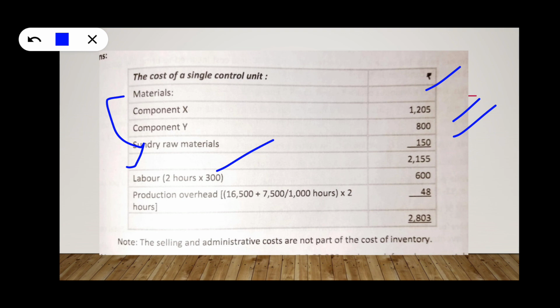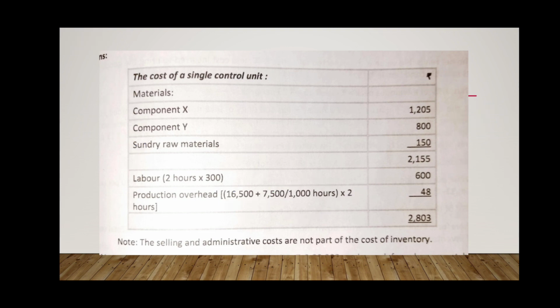Labor is needed, 2 hours is spent at 300 per hour, so 2 hours into 300 is 600. And the production overhead, as we know, we have to divide based upon the normal production, total cost divided by normal hours, into total hours. Based upon hours we have to divide. The selling and admin expense shall not be included.